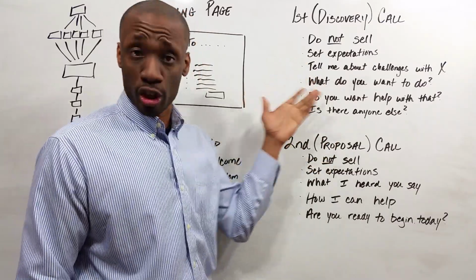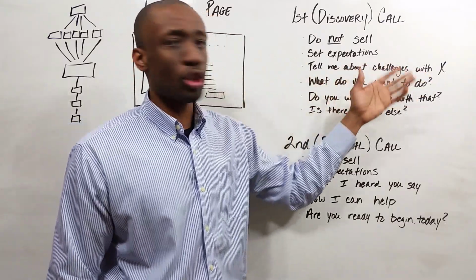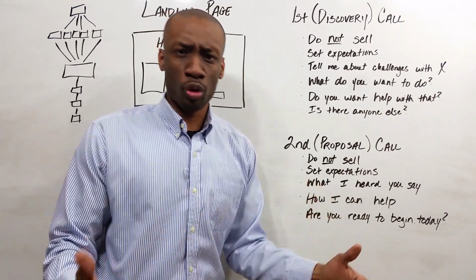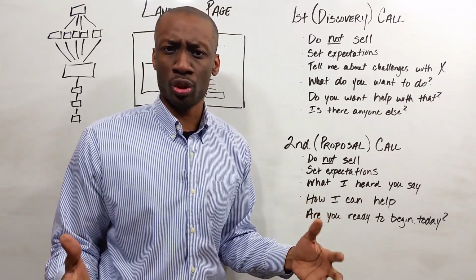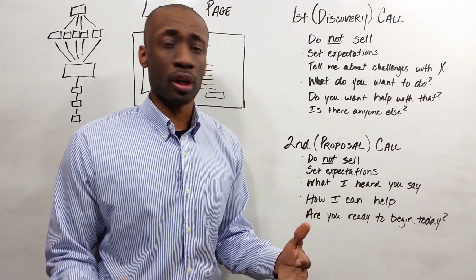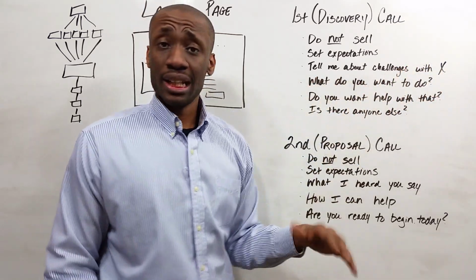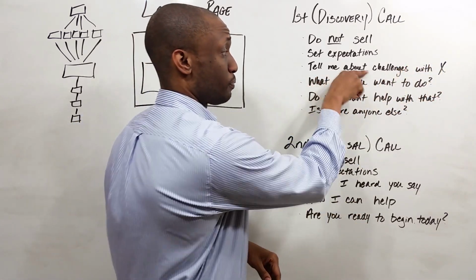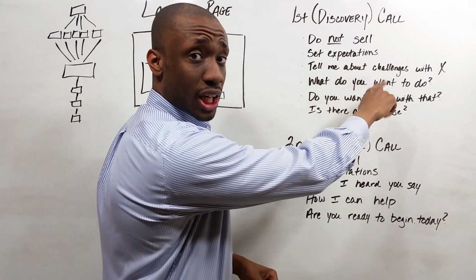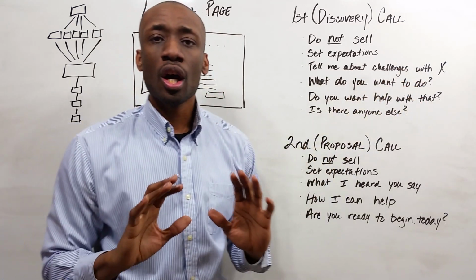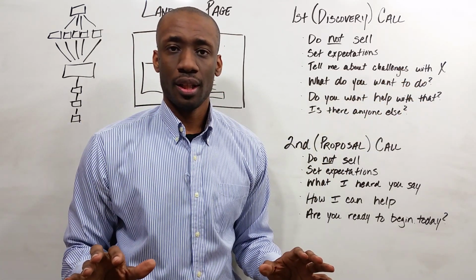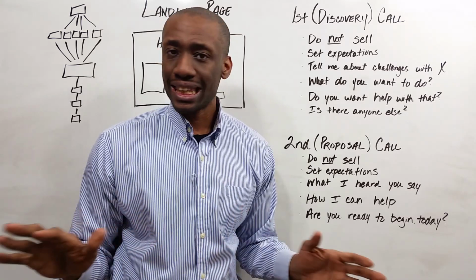So then you're asking them, tell me about your challenges with X. What's your problem? What have you been doing so far to try to solve it? Tell me the story. So then they're going to tell you the story. Now, here's what I should have put right here. Once you say, tell me about your challenges with X, be quiet. Don't say anything else.